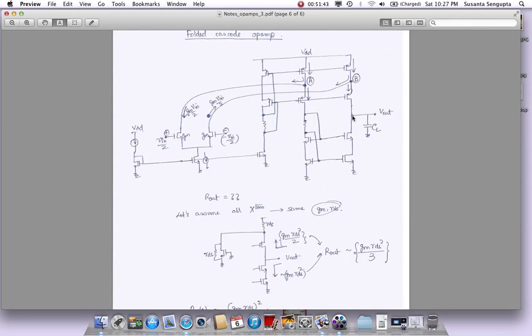And finally, when you go to the output, this is the cascoded stage, which is the high impedance stage and should have the high gain, and that's how you get high gain in this folded cascode op-amp.